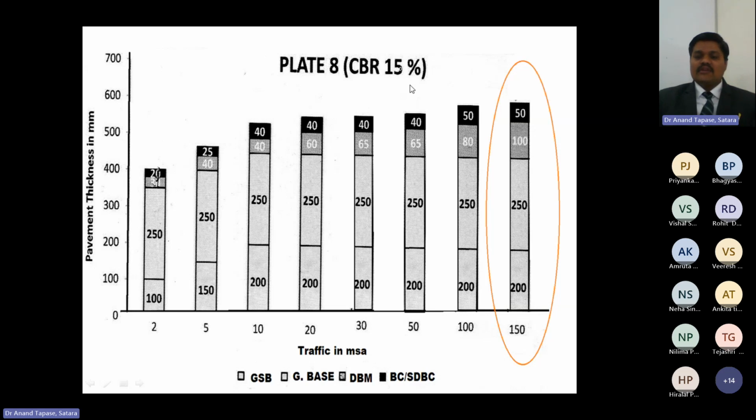There are no charts available, but we can develop the charts using the IITPAVE software. It has been mentioned in the IRC 37 code. It is available on Google. You can download the PDF copy of IRC 37 2012, as well as the copy of IRC 37 2018. In the 2012 guidelines, the CBR value I have taken is the strongest CBR value, that is 15%, from the guidelines.